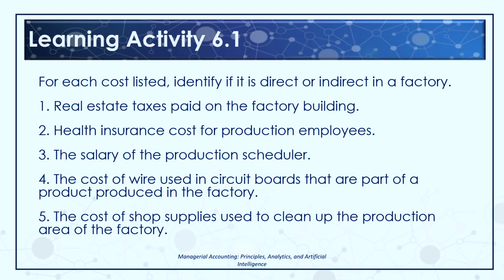Let's complete a quick learning activity. For each cost listed, determine whether it is direct or indirect in a factory. Pause here and work through the activity. Once you've finished, check your answers with the solutions provided in the back of Chapter 6.